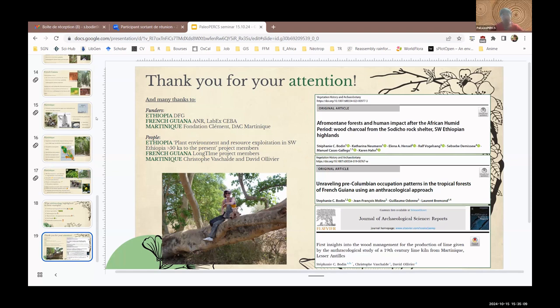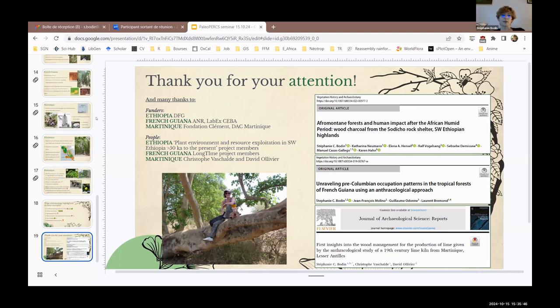As a follow-up to that question, do you see this kind of research being picked up by conservation scientists who are trying to make a case for more use of indigenous knowledge in managing forests? Sorry, can you repeat the end? Yeah, like is your work being used by conservation scientists who are trying to make a case for using local knowledge more?